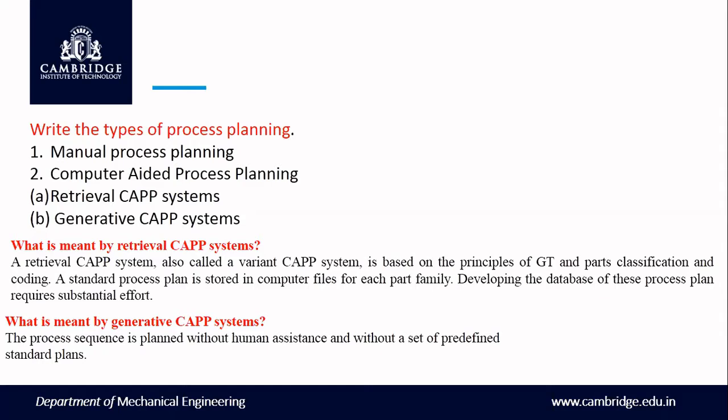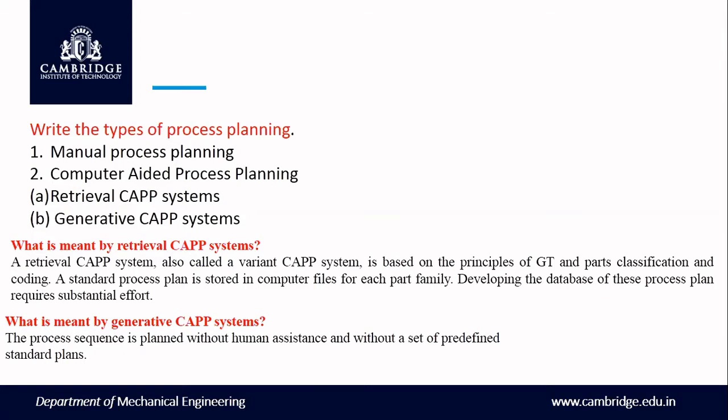Now, what is retrieval computer-aided process planning? A retrieval computer-aided process planning system, also called a variant computer-aided process planning system, is based on the principle of geometric tools and parts classification and coding. A standard process plan is stored in computer files. That is what retrieval is. As the name itself suggests, I have to retrieve from what was previously stored in the system.